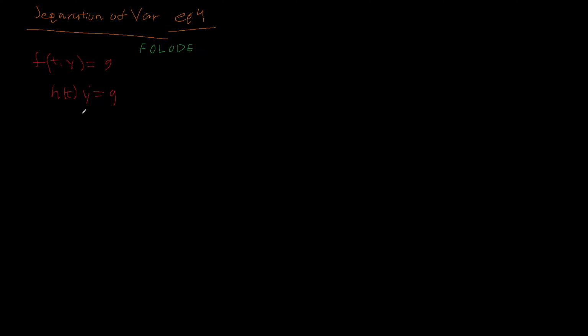Because what we can do in this case is completely separate the variables y prime and t. Actually, this is h of y, not g. G is a function of t, so we can completely separate t and y. We can separate these variables.